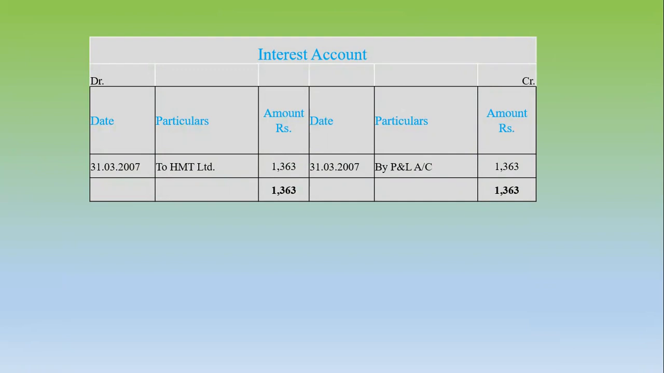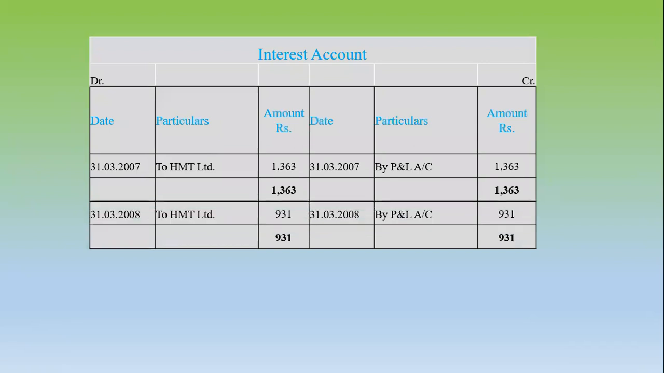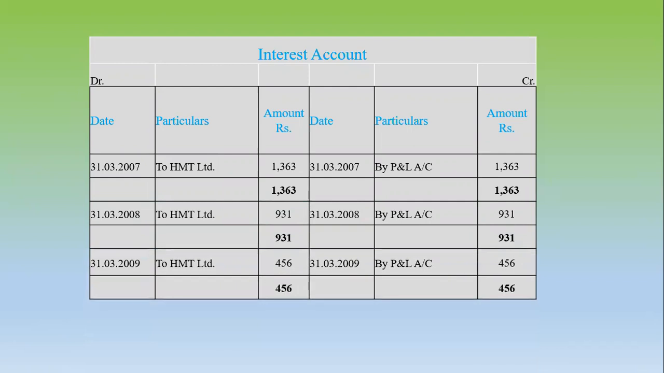In the interest account, you are going to debit to the HMT Limited hire vendor account. So to HMT Limited 1,363, and credit side profit and loss account 1,363. So in profit and loss account we are going to debit the interest account. The total will be the same, 1,363 for both debit and credit sides. And in the second year we are paying interest of 931. So debit side to HMT Limited 931, and credit side profit and loss account 931. Third year also the same, interest will be 456. Debit side to HMT Limited 456, and credit side profit and loss account 456.